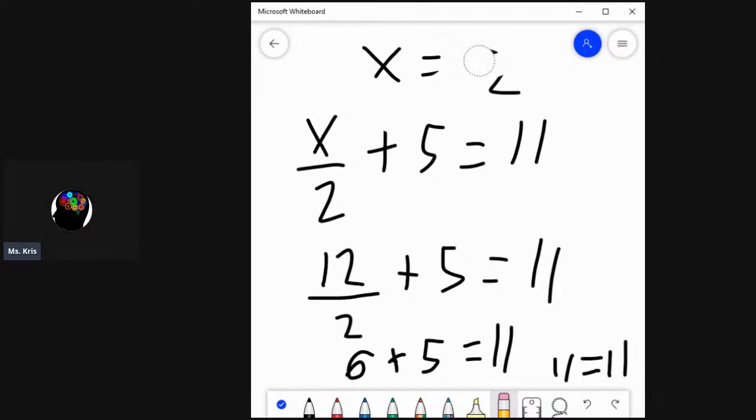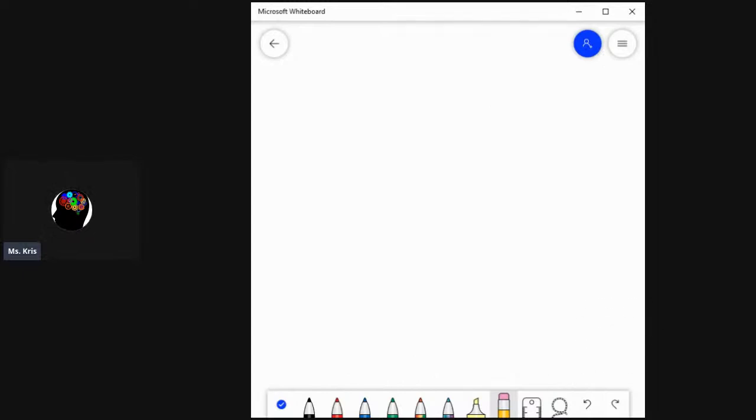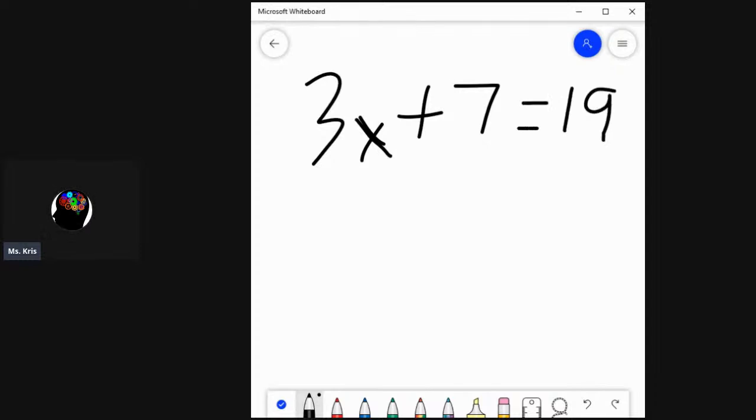All right. Moving on to more example problems for this, just to get you more understanding of how this works. So let's try 3x plus 7 equals 19. So now we know that 3x is 3 times the x, and it is the sum of 3 times the x and 7 is 19.